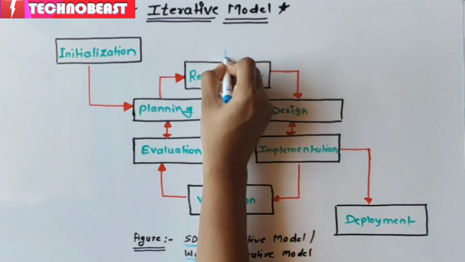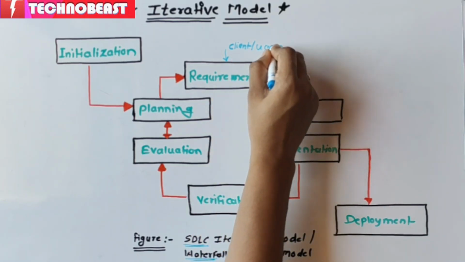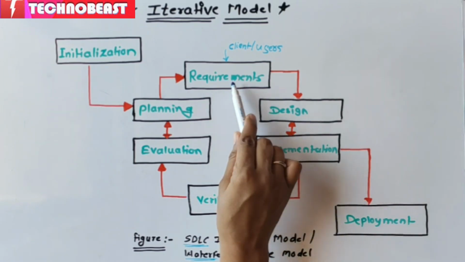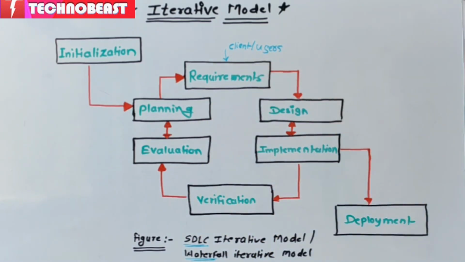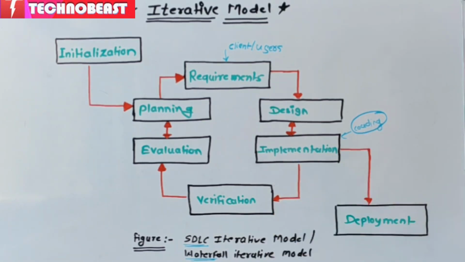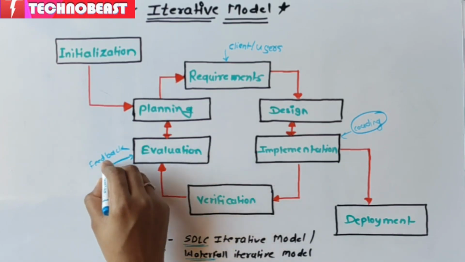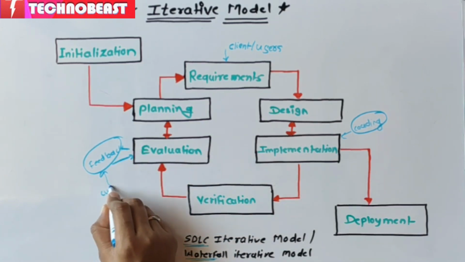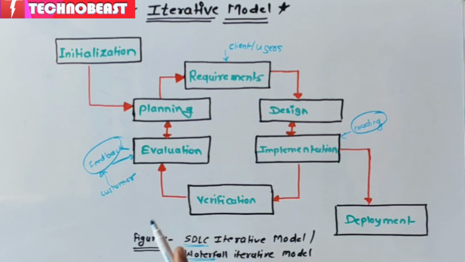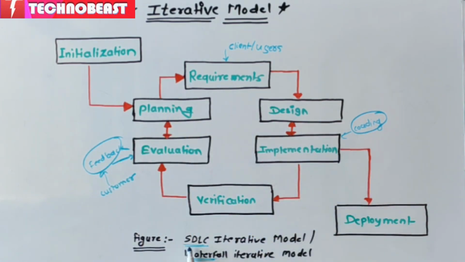Means first of all, whatever the requirements are will get collected from the client, or we can say we are collecting them from the users. So the requirements collected from the client are in the requirement phase. On the basis of that, design will be held. In design, there is coding of the software, right? Or coding of the application will be held. In evaluation, there will be evaluating of feedback coming from the customer, right? All of this happens in the evaluation stage. After that, proper planning will be held. So all these processes and phases, we call the SDLC iterative model.